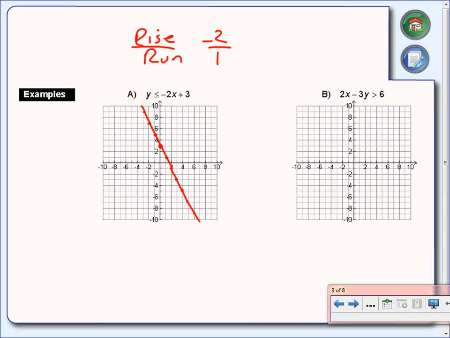So I'm halfway there. All I need to do now is figure out what side I'm going to be shading. The way we're going to do this, and I'm going to show you two different ways, is first we're going to pick a point. And the point they suggested was the ordered pair (0, 0). That's at the origin here. So what I'm going to do is replace the x and y with a 0.